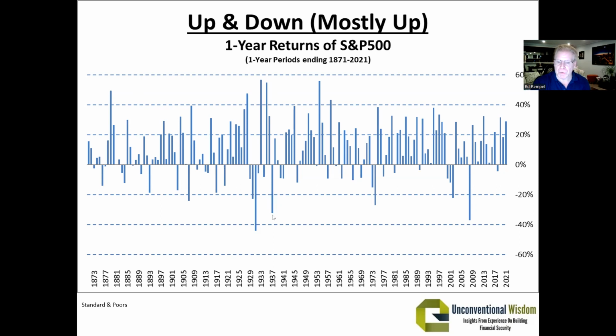So 1937 was a loss of over 30%, but the next year, we didn't quite make 20, but it was a good year. Then in 1974, a loss of over 20%. Very next year, almost 40. 2002, a loss of 20%. Very next year, a gain of 30. 2008, a loss of close to 40. The very next year, a gain of close to 30. So you see that the big gains almost always follow them. So it's not random at all. They tend to really follow each other.